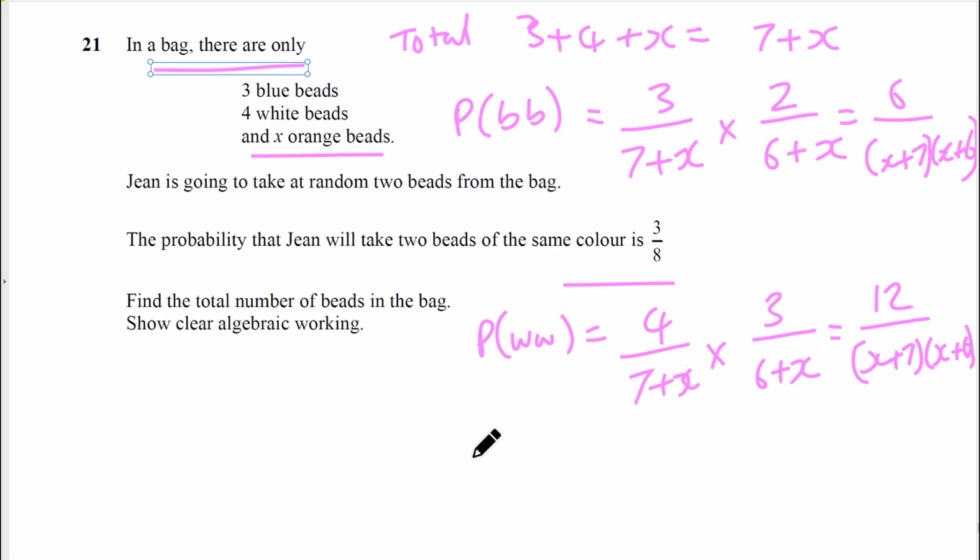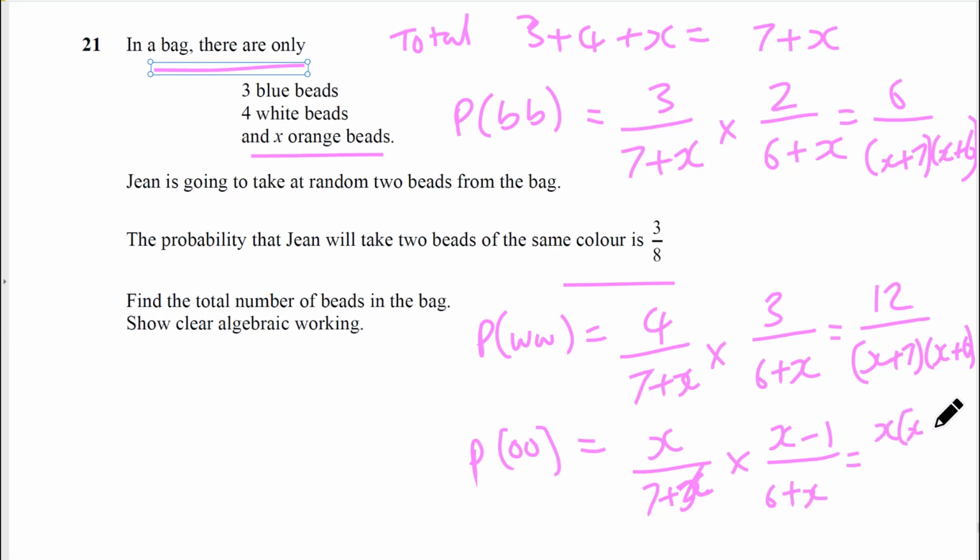Okay. And then P(orange) is going to be x over 7 plus x. Remember, we can't cancel out x's here like that. We do not do that. Times x minus 1 over 6 plus x. So we're going to get x minus 1, x plus 7, x plus 6. Okay, hopefully that makes sense.